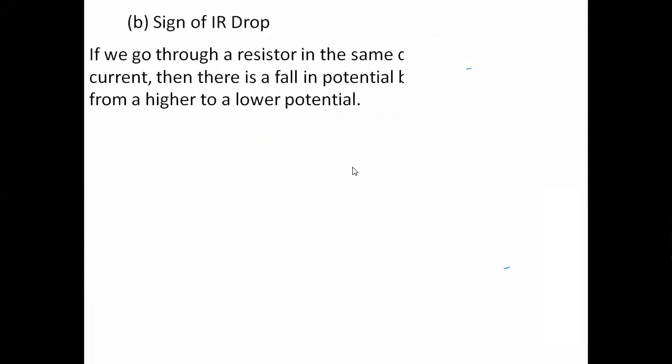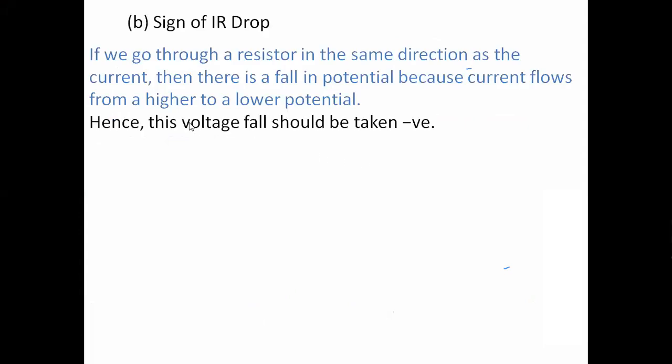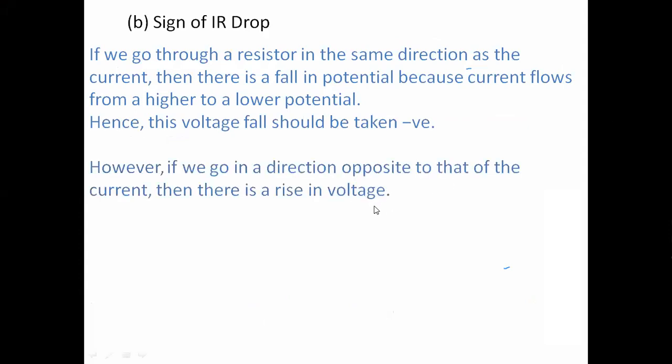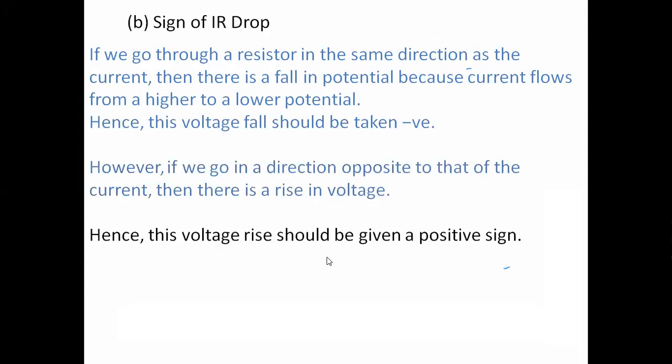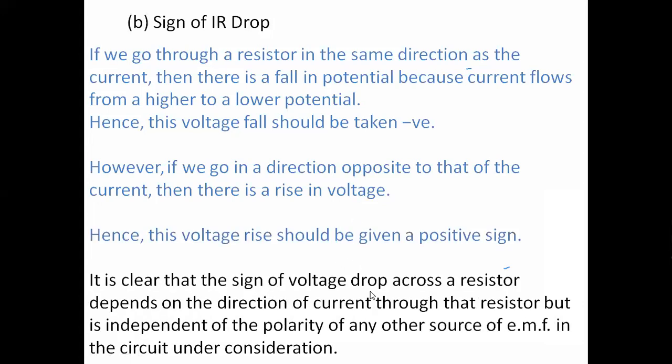So this is the sign of IR drops, that is, the voltage drop across the resistor. Same as explained previously, the voltage fall should be taken as negative and the voltage rise is taken as positive. The sign of the voltage drop across a resistor depends on the direction of the current through that resistor, but it is independent of the polarity of any other source of EMF in the circuit under consideration.